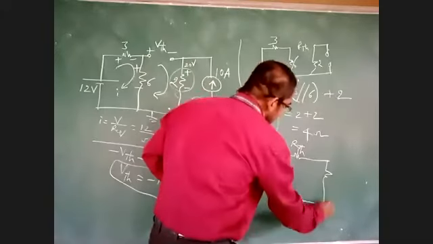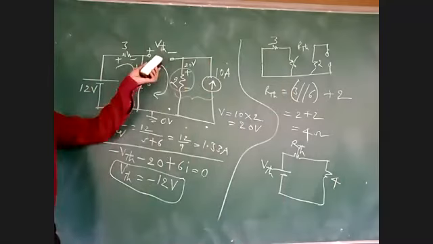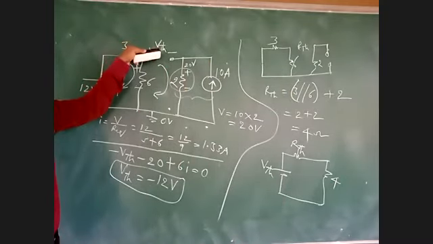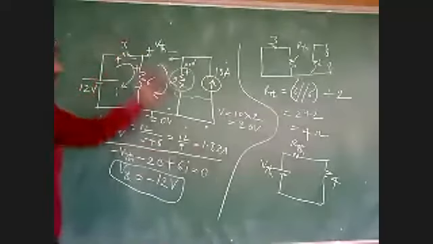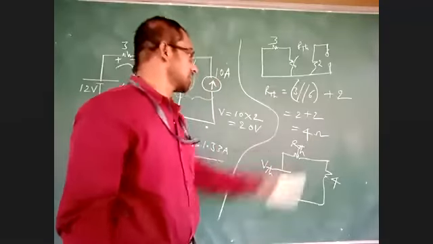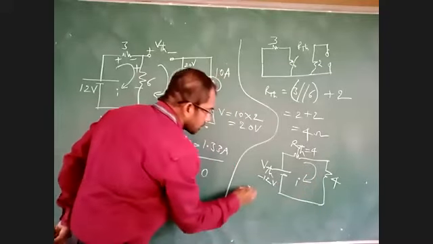What is the resistance you have removed? It is the 4 ohms. That 4 ohms I am connecting in series with RTH and VTH. I had to determine the current in this 4 ohms.